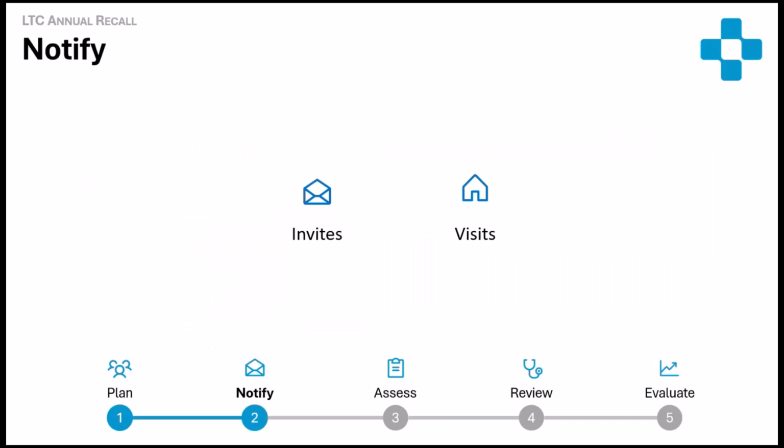So that's the planning bit. It's just looking ahead. What numbers have I got? Is there anything I need to clear up before I actually send my invites? The majority of you that actually manage your recalls will be using the notify section of this. And that is essentially sending your invites and seeing who needs a visit.